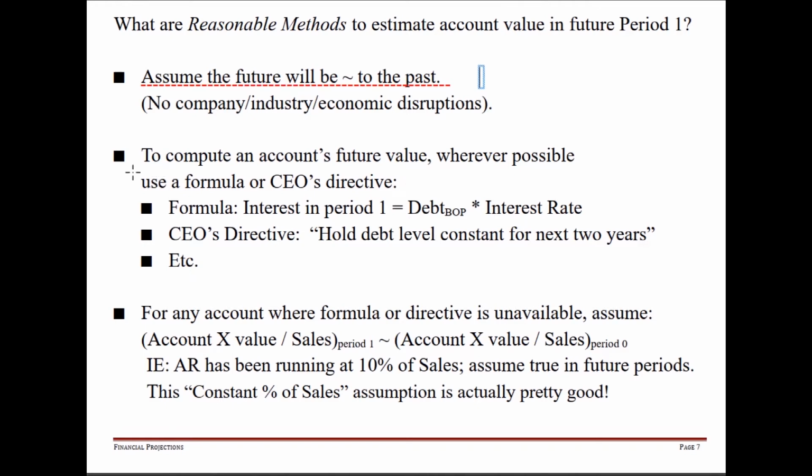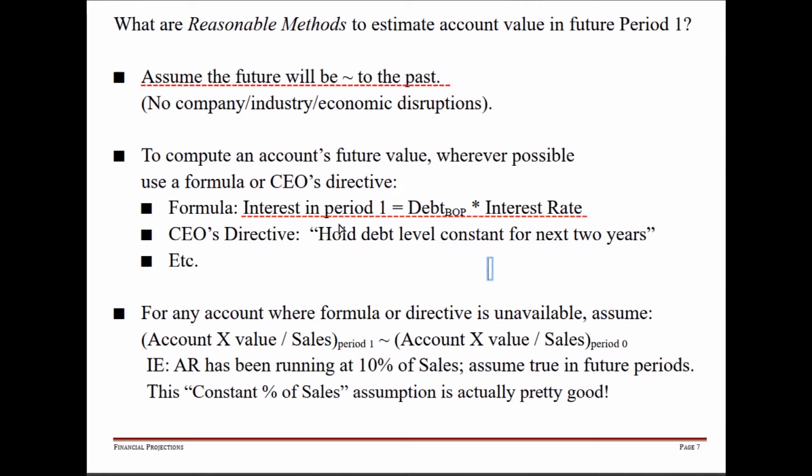Okay. So then to compute a future value for an account, wherever possible, we're going to use an accounting formula or a CEO's or CFO's directive. A formula we've looked at, for example, we've kind of beaten this to death: the interest paid in period 1 is equal to the debt at the beginning of the period, that would come from the prior period's balance sheet, times the interest rate for this firm. A CEO's directive could be something like hold the debt level constant for the next 2 years. That's what the board wants. That's what the CFO wants.